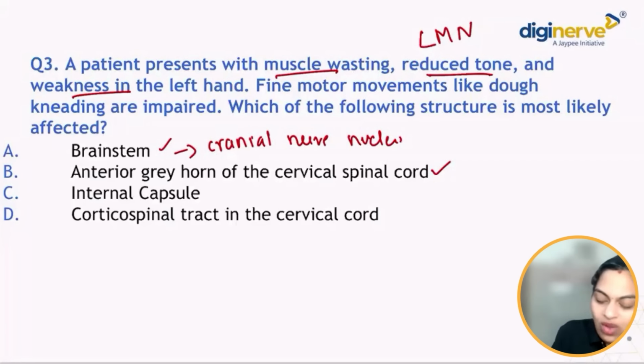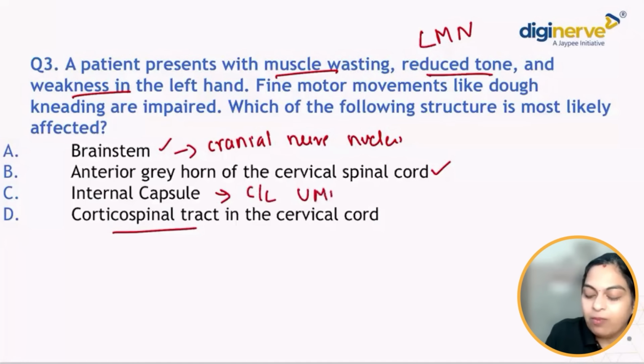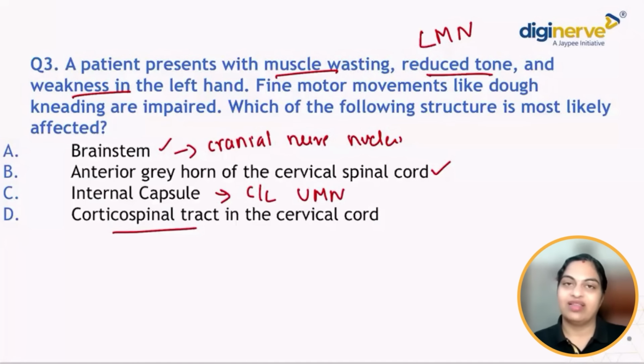Okay. Now, what lies in the internal capsule? The corticospinal fibers. So the internal capsule has the corticospinal, the corticobulbar, the corticopontine fibers, the descending fibers coming from different parts of the cortex, from the frontal, parietal, temporal, occipital lobe and descending down. So a lesion of the internal capsule will lead to contralateral upper motor neuron type of paralysis, spastic paralysis.